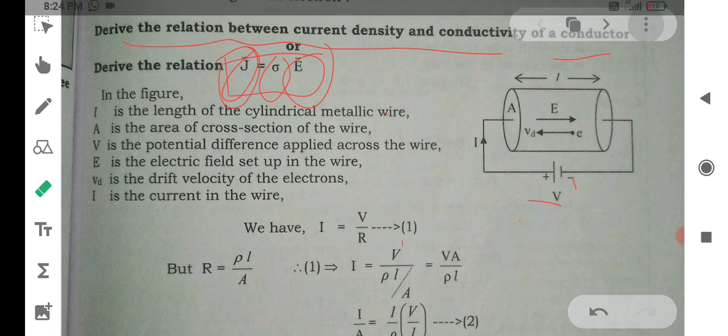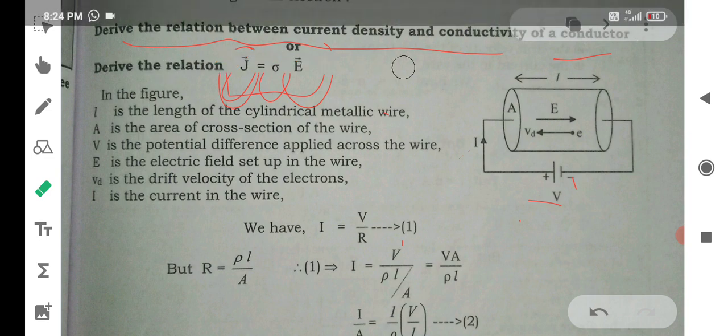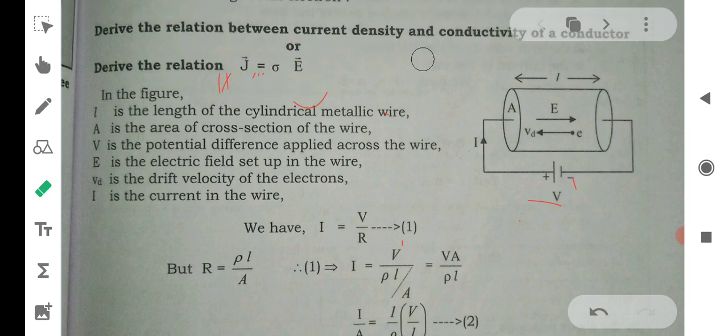Now I am discussing these things. This is an important derivation, but the derivation is not asked in your examination directly. They may ask you to write the expression for current density and conductivity. Okay, we'll derive this relation.